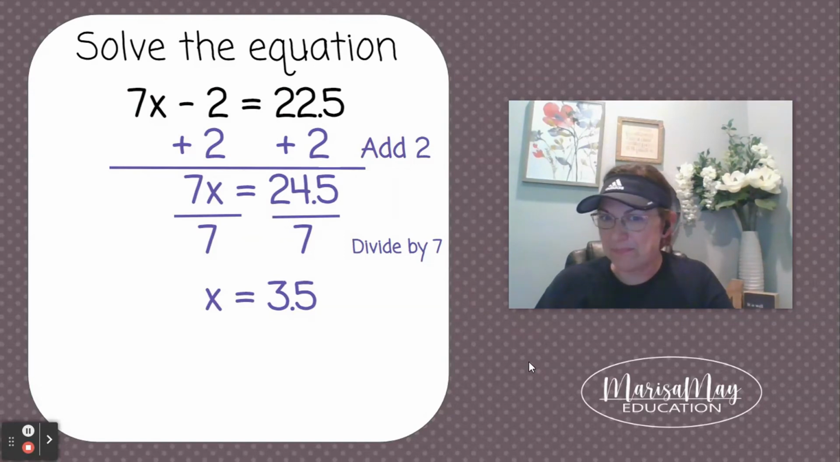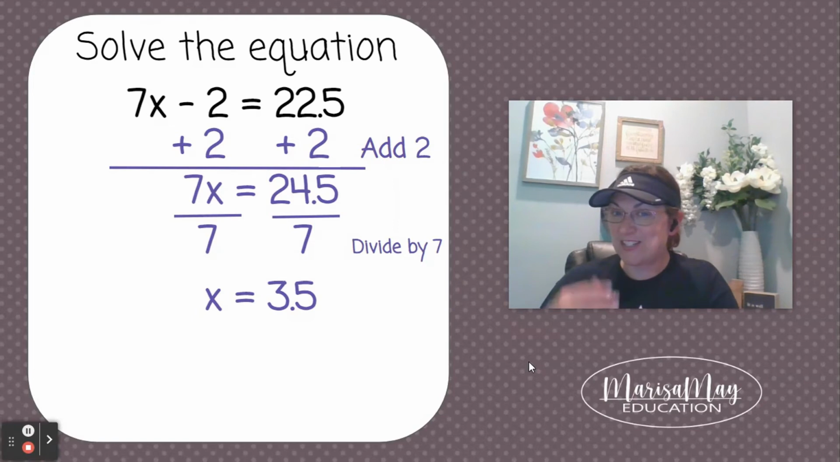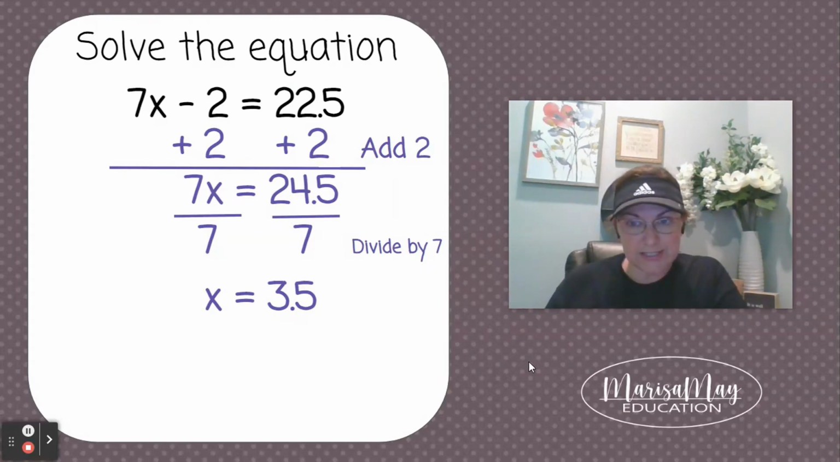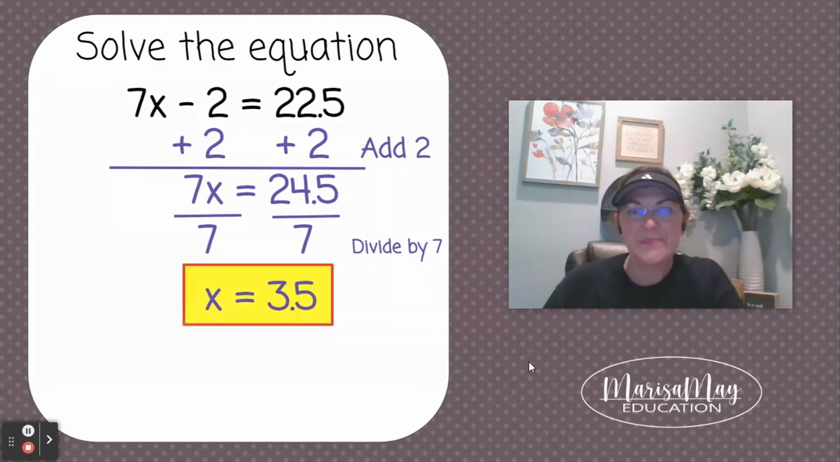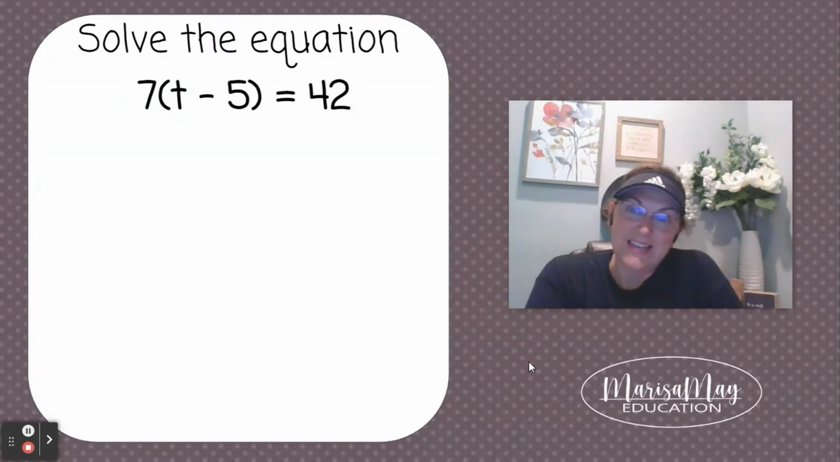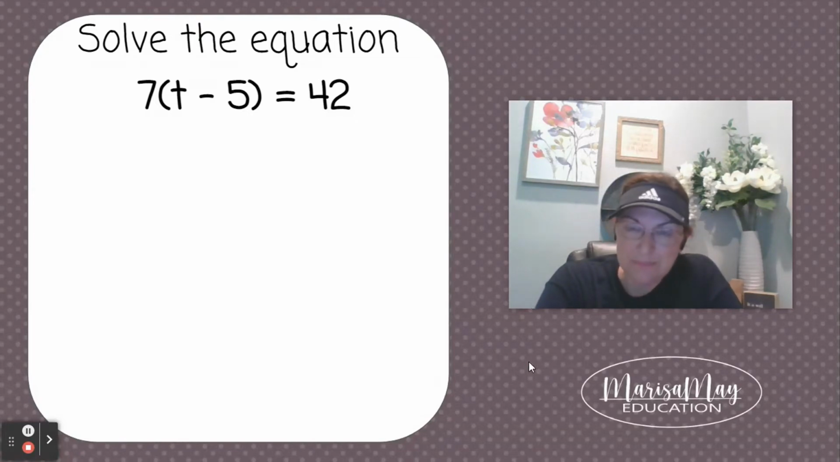How are you doing? We've covered one-step equations, now two-step equations. I hope you are seeing the technique we are building so that no matter how difficult our equations get, we still know how to work through them to solve. All right, let's take a look at this one. 7 parentheses t minus 5, close parentheses, equals 42.